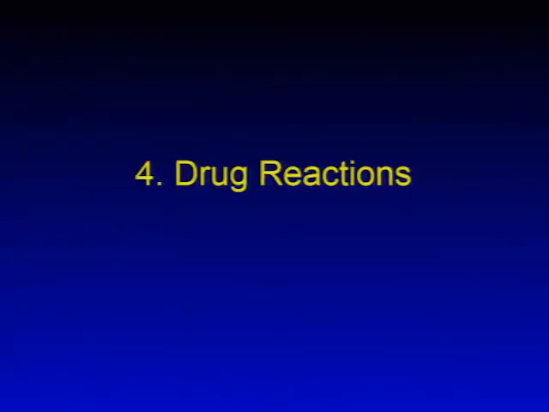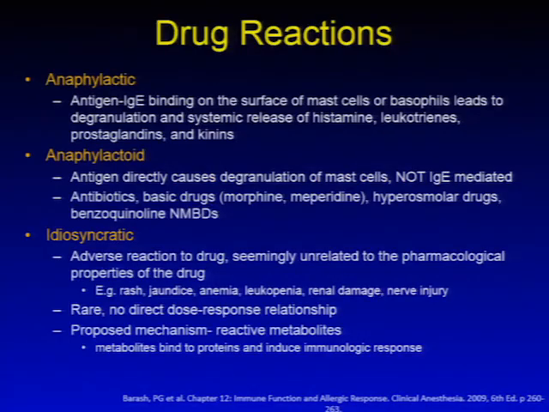Now we'll talk a little bit about drug reactions. The first drug reaction we'll talk about is the anaphylactic drug reaction. This is when an antigen binds to IgE on the surface of a mast cell or basophil, leading to degranulation and systemic release of many mediators such as histamine, leukotrienes, prostaglandins, and kinins. This gives the typical clinical presentation of hypotension, tachycardia, bronchospasm, hives.